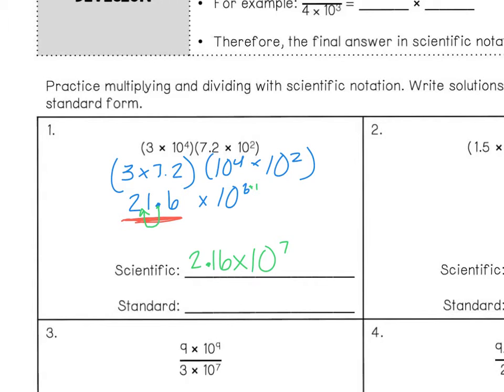That is our answer. And to put that back in standard form, 2.16, so we have 1, 2, 3, 4, 5, 6, 7. I'm going to put my commas every 3, so it's 21,600,000. We'll do another example.